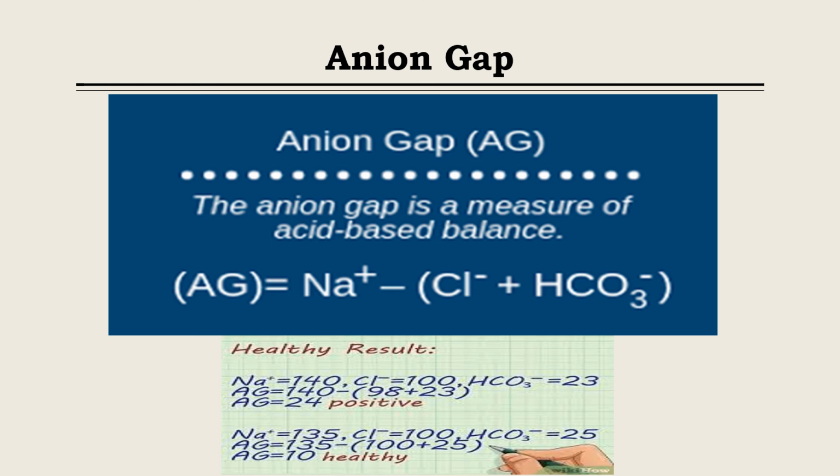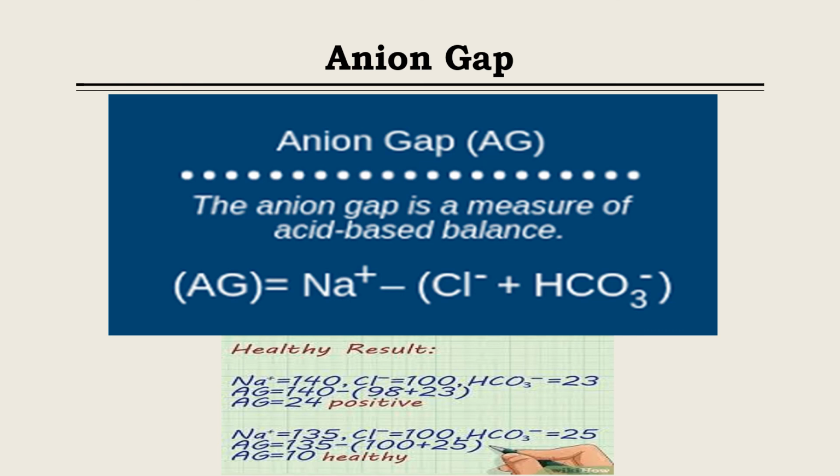If you have pH increased, alkalemia, and bicarb increased and CO2 decreased, when the bicarb increases, the pH increases, so this is metabolic alkalosis. And when PCO2 decreases, the pH increases also. So this is mixed respiratory and metabolic alkalosis.